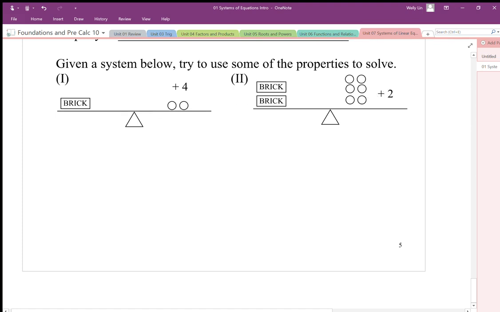Well, I'm going to try this like for like replacement. And I'm going to replace the 1 brick here with 2 circles and 4 kilograms. So on this side, I'm going to replace the brick with 2 circles plus 4 kilograms. The second brick with 2 circles plus 4 kilograms. And I have a new balance. Now, why would I do that?